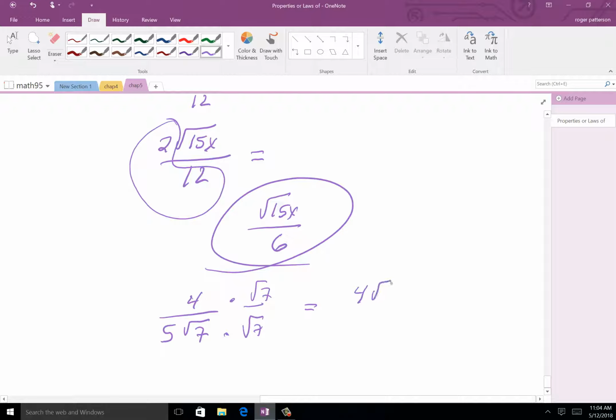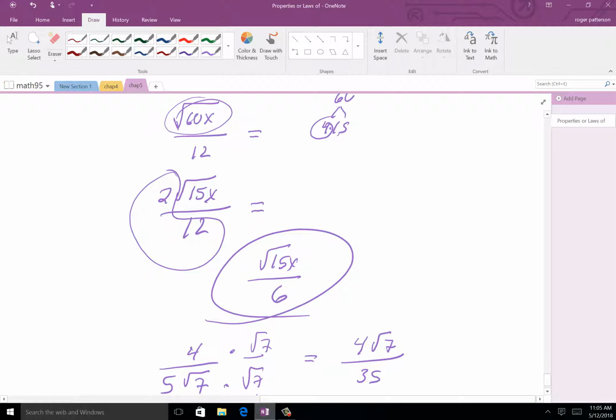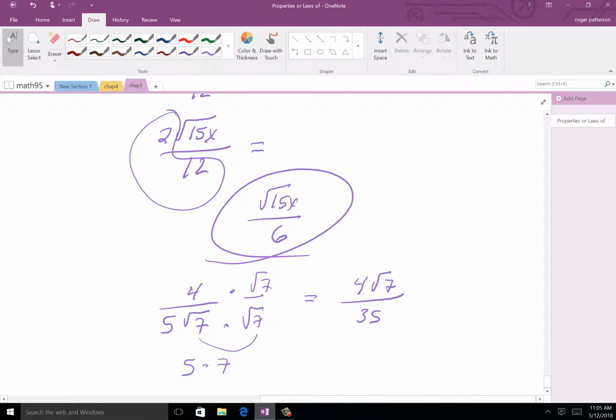We get 4 square roots of 7 on the top. What are we going to get on the bottom here? 7 times the square root of 7 times the square root of 7 is just going to be 7 times 5, 35. That's rationalizing. So we went through all operations: addition, subtraction, multiplication, foiling, and division, which is just rationalizing.